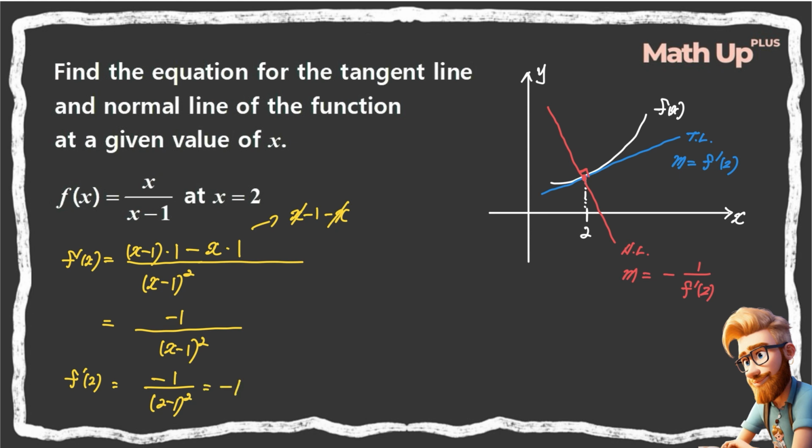Now let's find the equation of tangent line. The tangent line passes through 2 comma f of 2. F of 2 is equal to 2 over 2 minus 1, so that is equal to 2. So this is actually 2 comma 2.